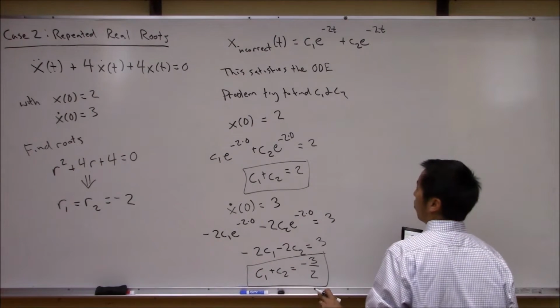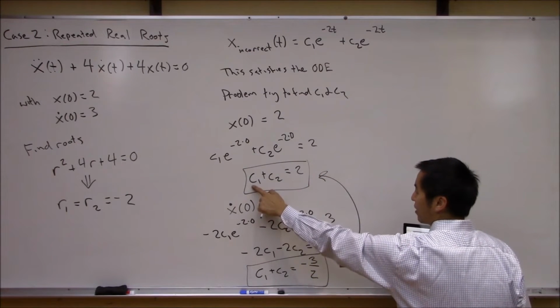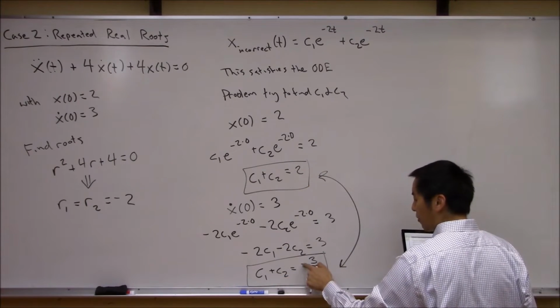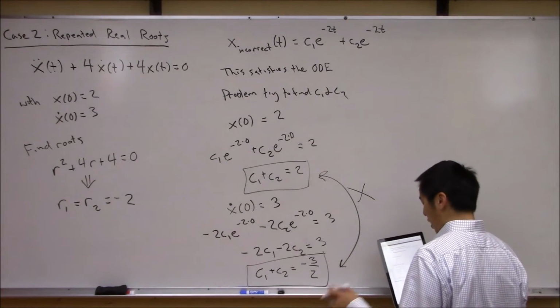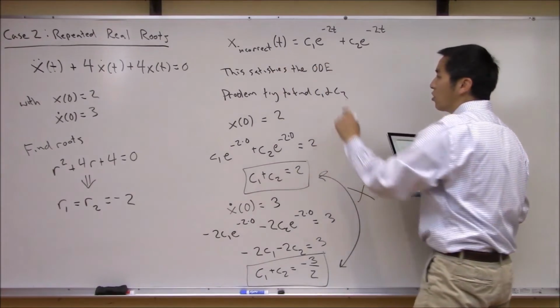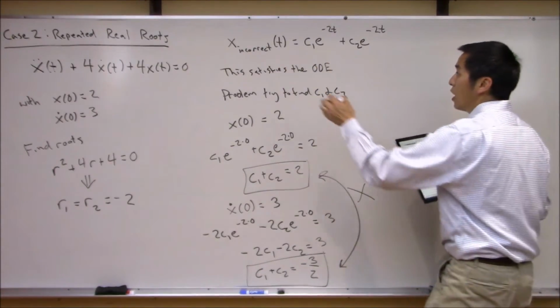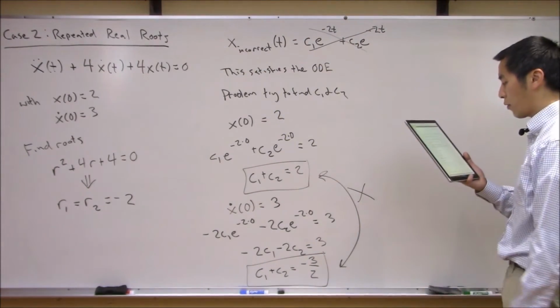And then, look at this. Inconsistent. There is no way you're going to make c1 plus c2 equal 2 and simultaneously make their sum equal negative 3 halves. So there's a problem right here. You can't do it. The reason this happened is that this is the incorrect form of the solution for the case when we have repeated real roots. This is not going to work for us.